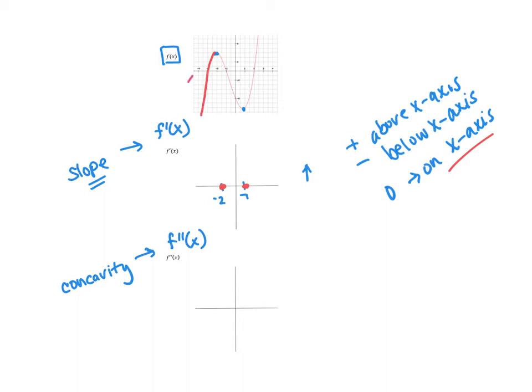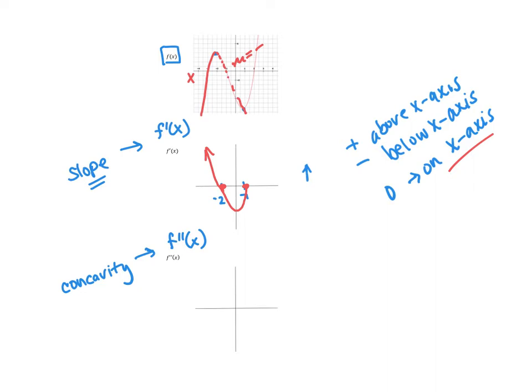Now, if you look to the left of this, from -infinity to -2, the slope is positive. So if the slope is positive, it needs to be above the x-axis, so it has to be coming down to this point right here, okay? Because this represents a positive slope, being above the x-axis. If you look between -2 and that -0.75, now we're below the x-axis because our slope is negative. We have to come back to the 0 right here at that -0.75.